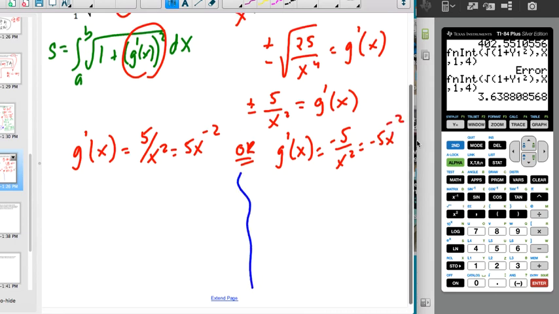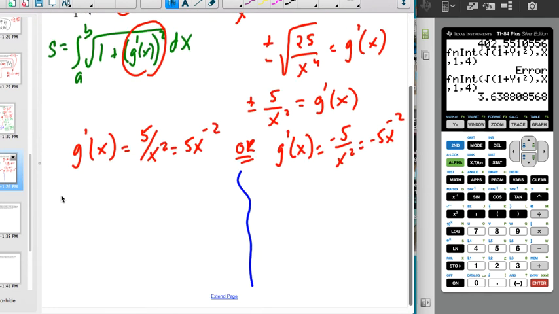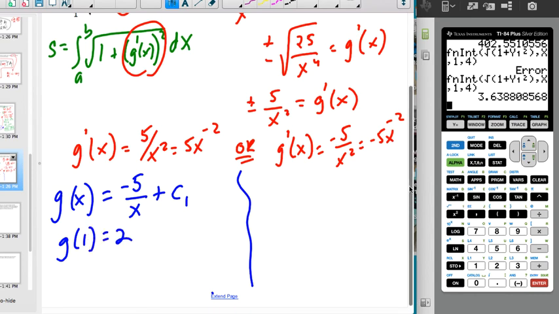If I integrate, it is worth noting that g of 1 is 2, so we'll need that in a second. So if I integrate this, when I integrate, I raise the power by 1 and divide by the new power. I'm going to get negative 5x to the negative first, or negative 5 over x, plus some constant c, and I'll just call that c sub 1. I know that g of 1 is 2, I believe. I am going to scroll up and just triple check. Yeah, there we go. Okay.